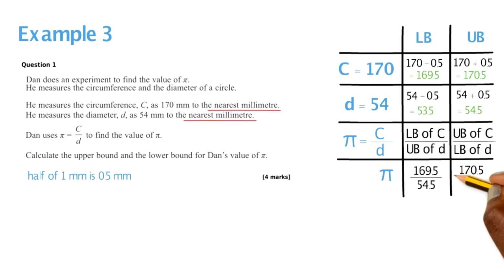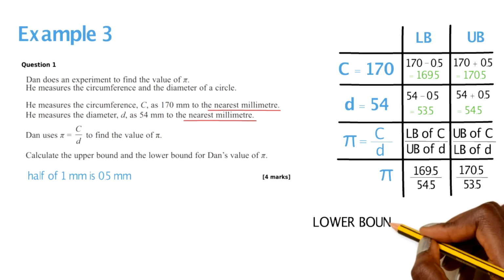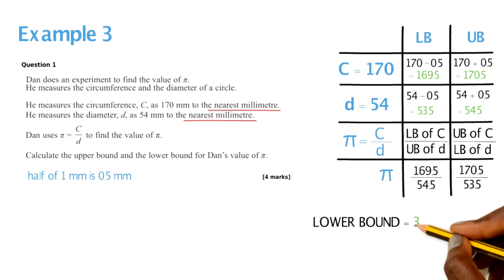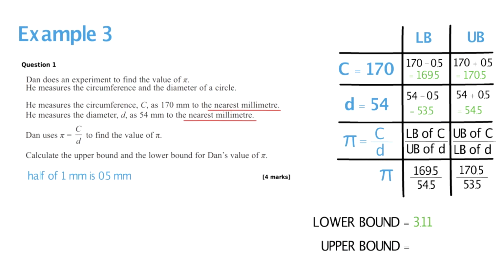Using your calculator, of course, they're not expecting you to do these things in your head, that allows you to work out the values of pi. Therefore, the lower bound would be 3.11, and the upper bound would be 3.19.